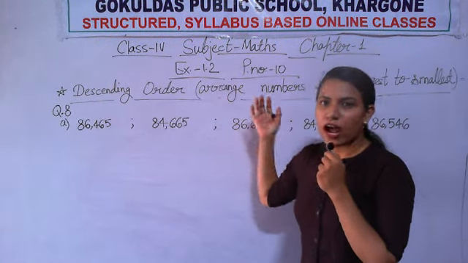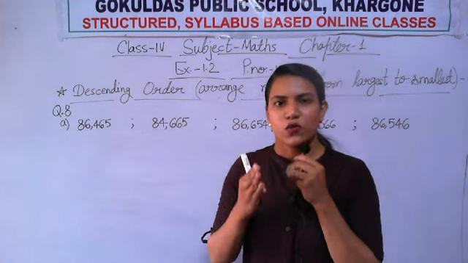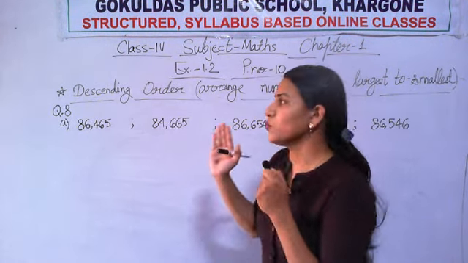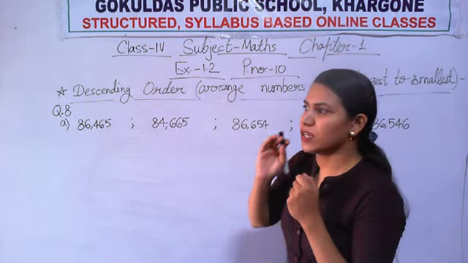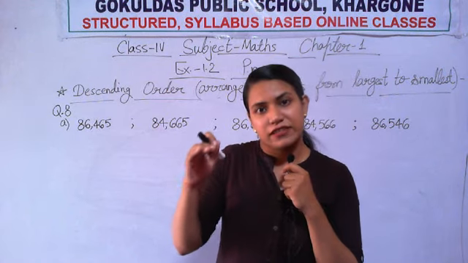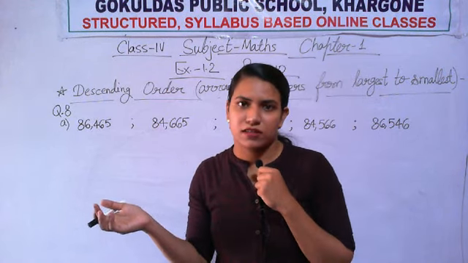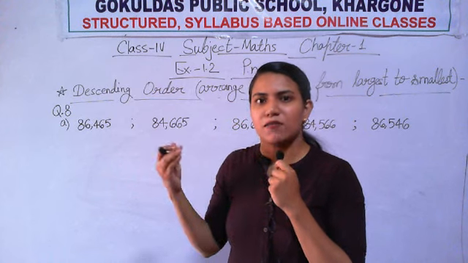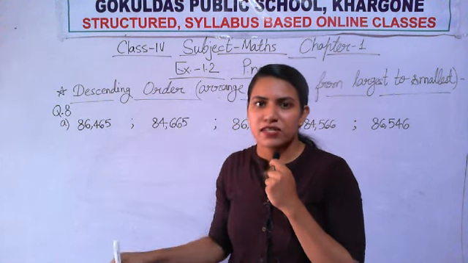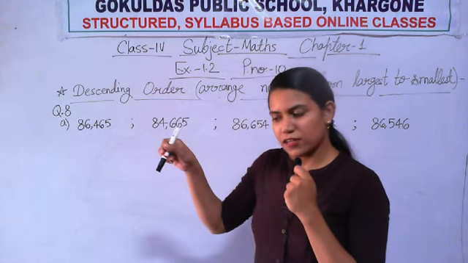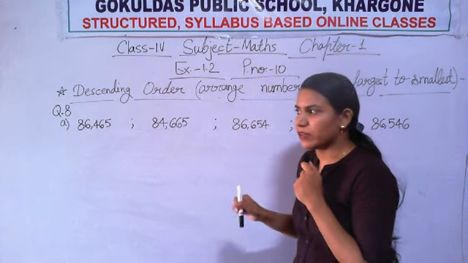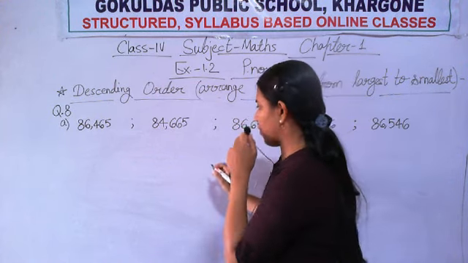In descending order, how do you arrange numbers? You arrange numbers from largest to smallest. Means in descending order, the largest number comes first. Okay, the largest number comes at first place. Then a little bit smaller, then a little bit smaller, then a little bit smaller.